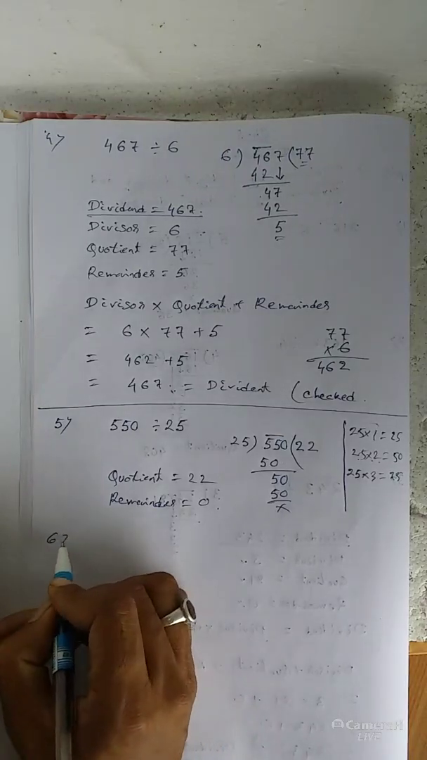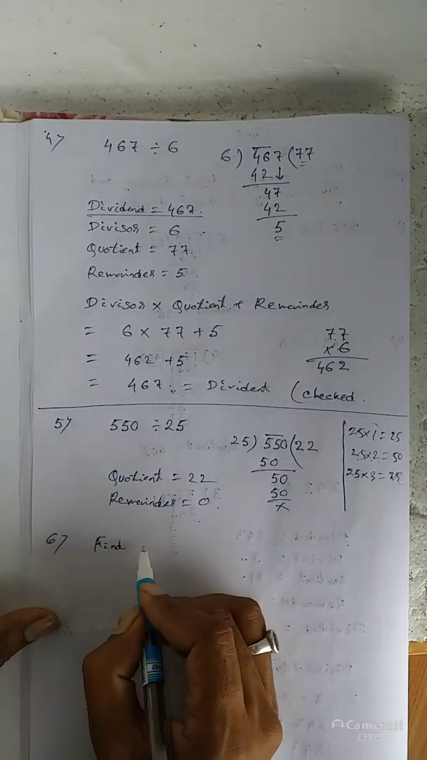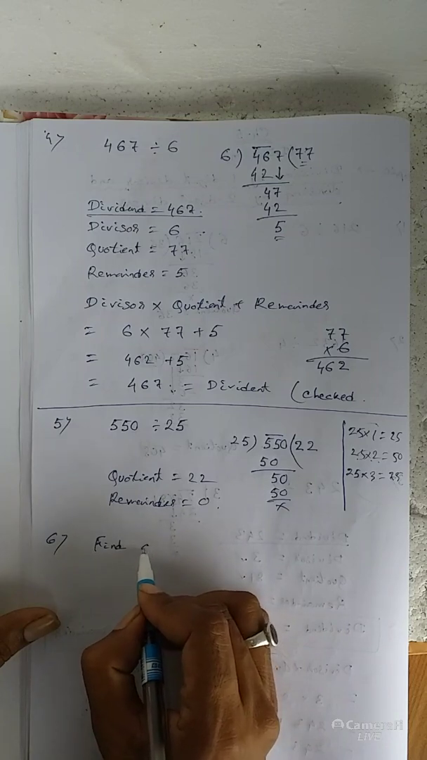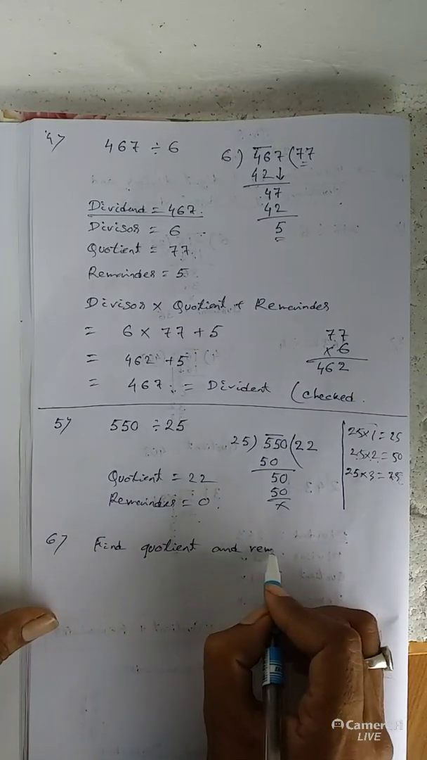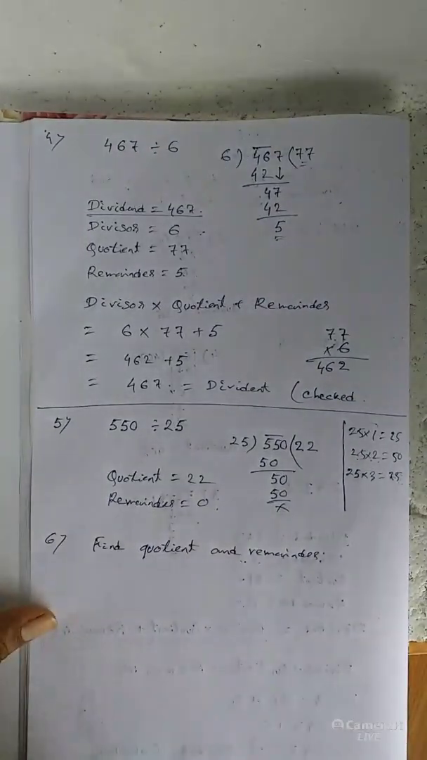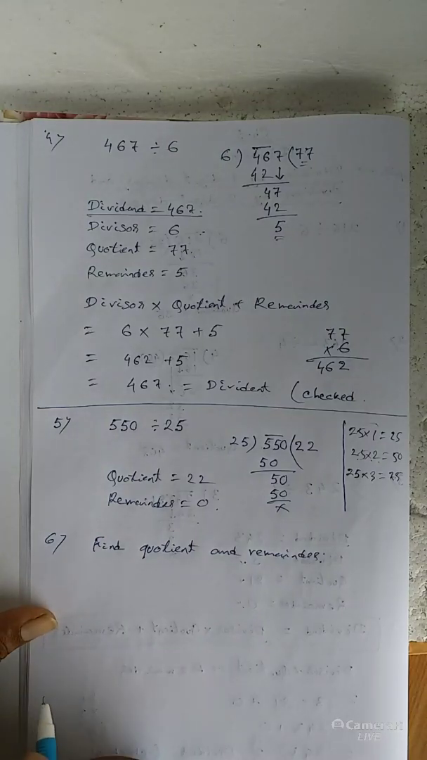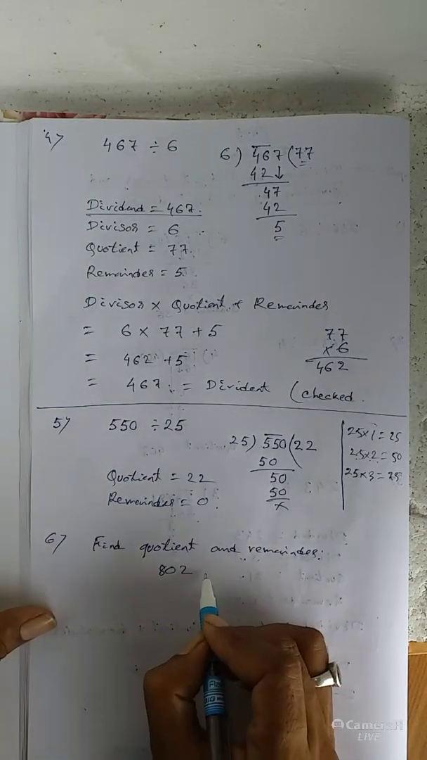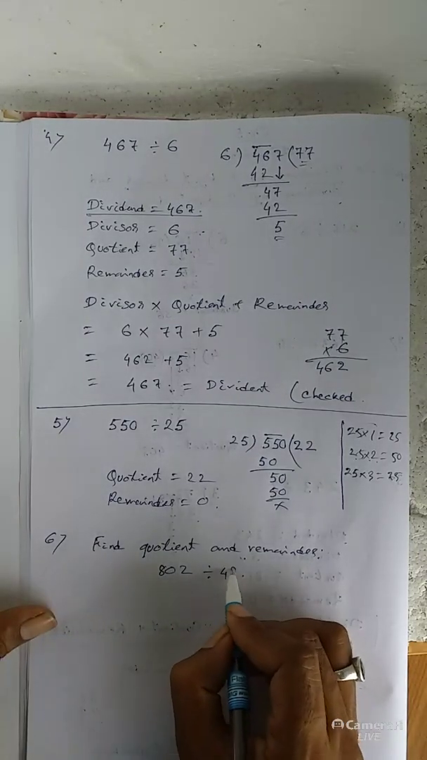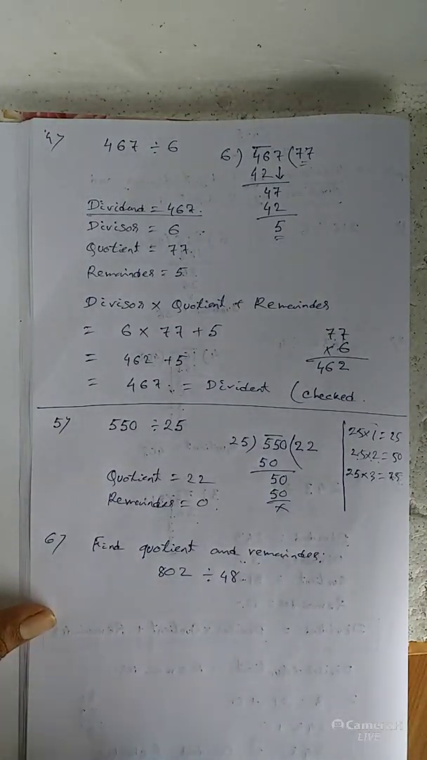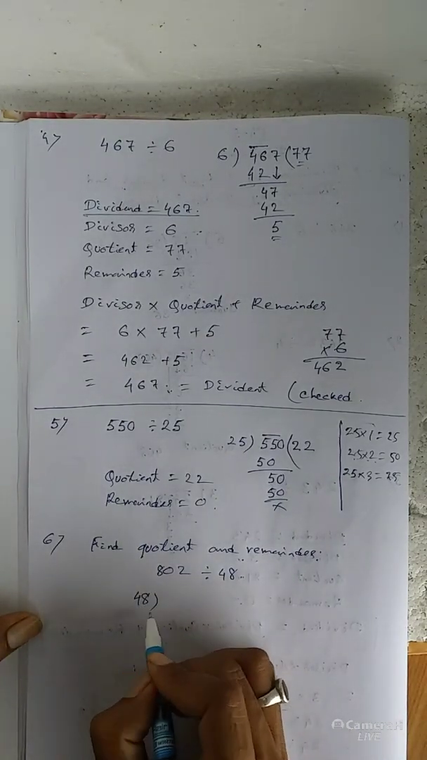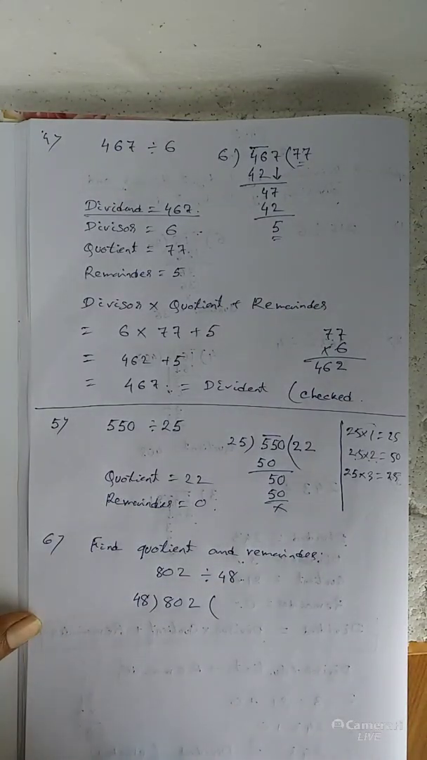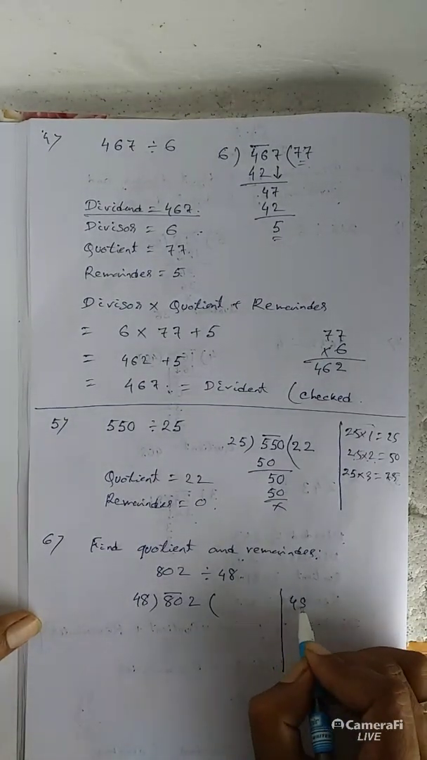Now suppose we have to find the quotient and remainder for the following case. Suppose the numbers are 802 divided by 48. So here the divisor is 48, and we have to divide the number 802 by 48 in this way. Let us take the first 2 digits, and make a table for 48 at the side.